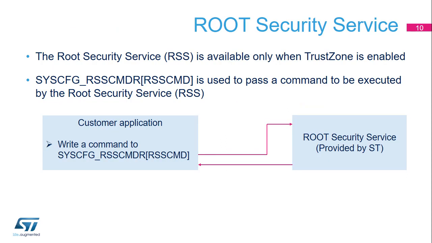A customer application can request the execution of a secure service by writing a command into the RSSCMD field of the SYSCFG RSSCMDR register. Secure services are pre-encoded by ST into a portion of the flash memory called Root Security Service, also known as RSS. When the system is secure, i.e., when TZEN equals 1, this register can be read and written only when the APB access is secure.